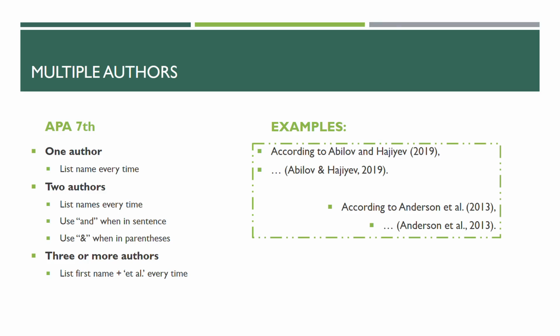Lastly, if you have 3 or more authors, don't forget that you only list the first author's name and then the et al. phrase, which is "et" space "al." with a period. This allows you to not take up too much space listing out a bunch of author names. You write the et al. phrase the exact same whether you're writing the name into the sentence or in the parentheses. Hopefully this helps you sort out how to list author information.